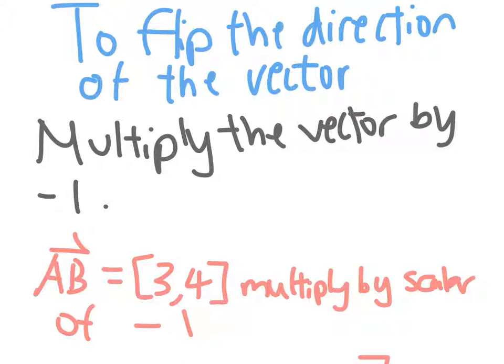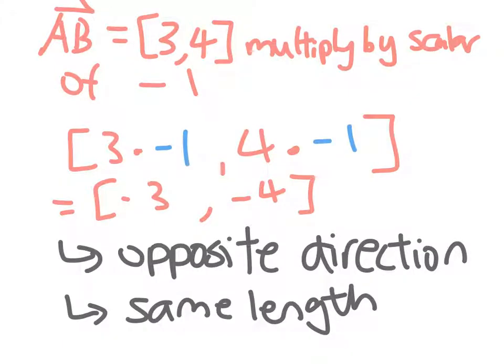To flip the direction of a vector, we simply multiply the vector by a scalar of -1. We multiply the vector 3, 4 by a scalar of -1, so the result will be -3, -4. It has the opposite direction from the initial one, but has the same length.